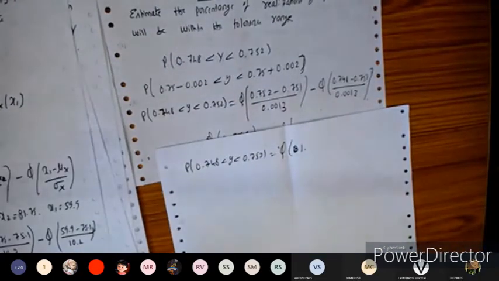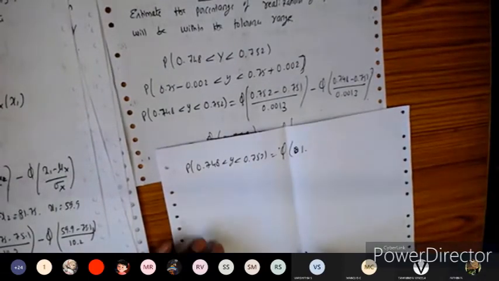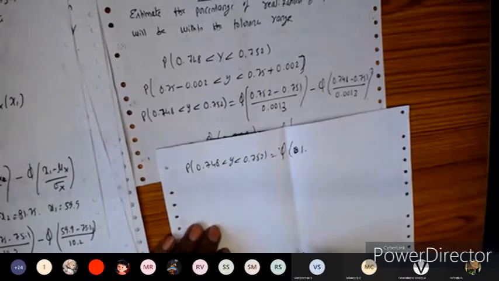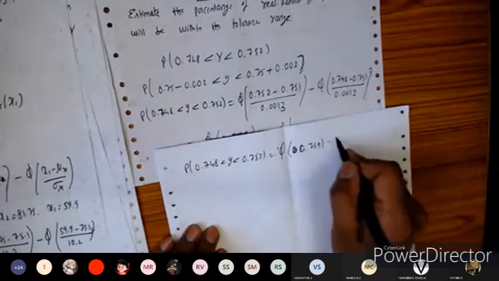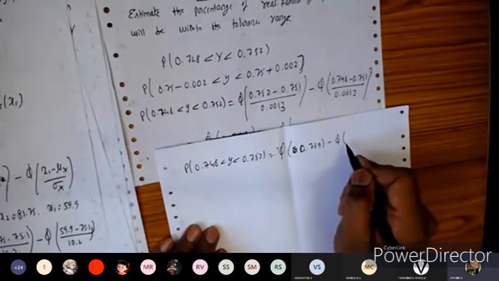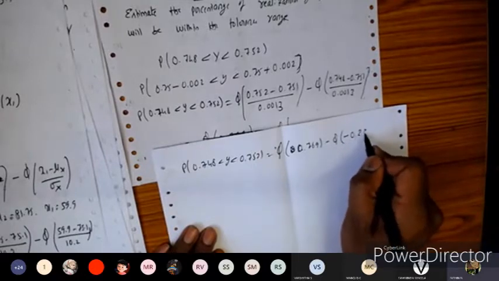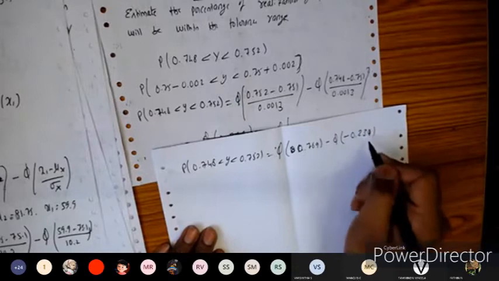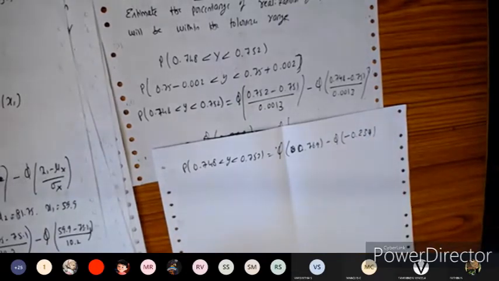So can anybody tell me what the answer will be here? 0.769, sir. Sure, correct. Yes, sir. Minus the next one is phi of minus 0.230. 0.231. Okay, so check this one. Everyone got the same answer, right?